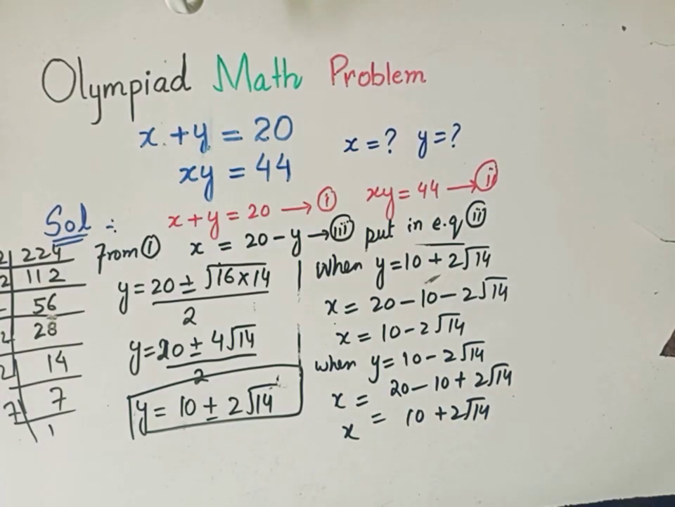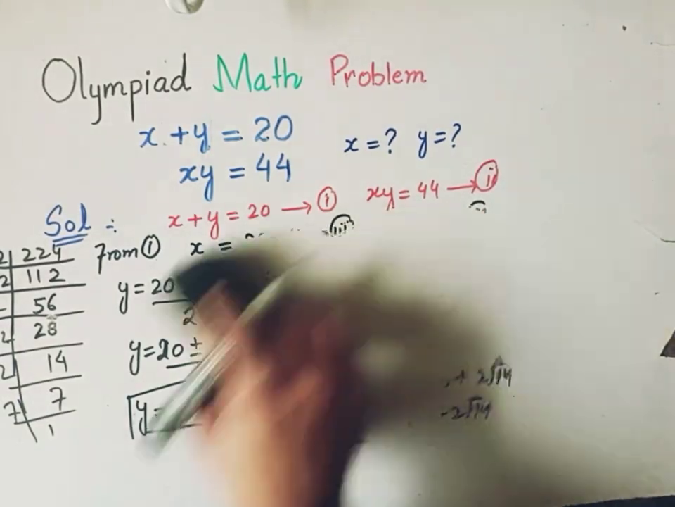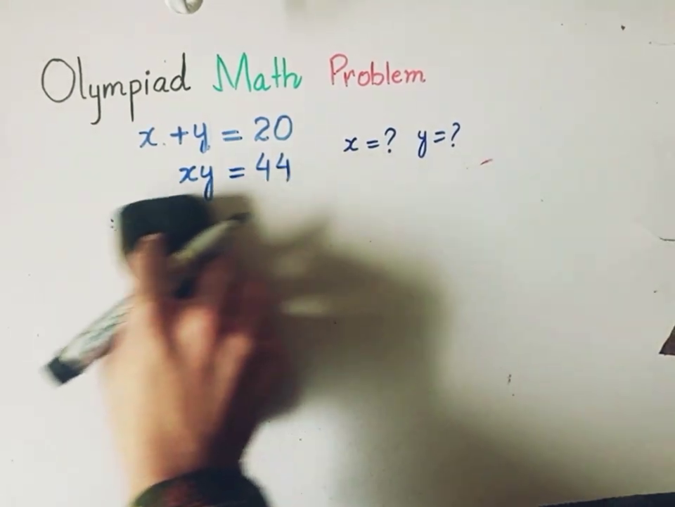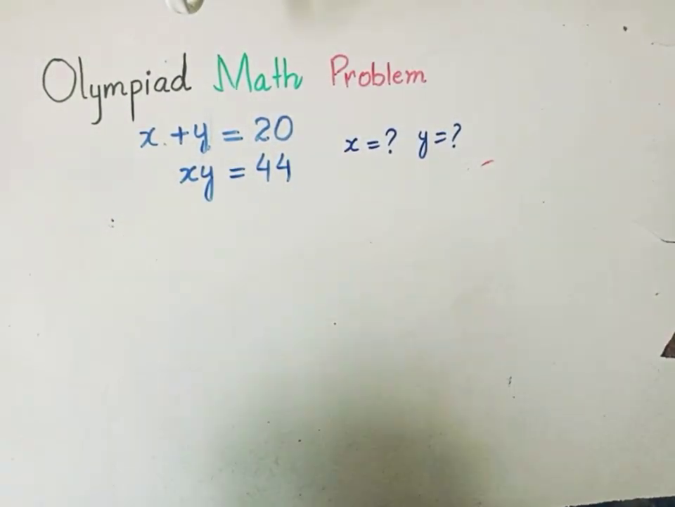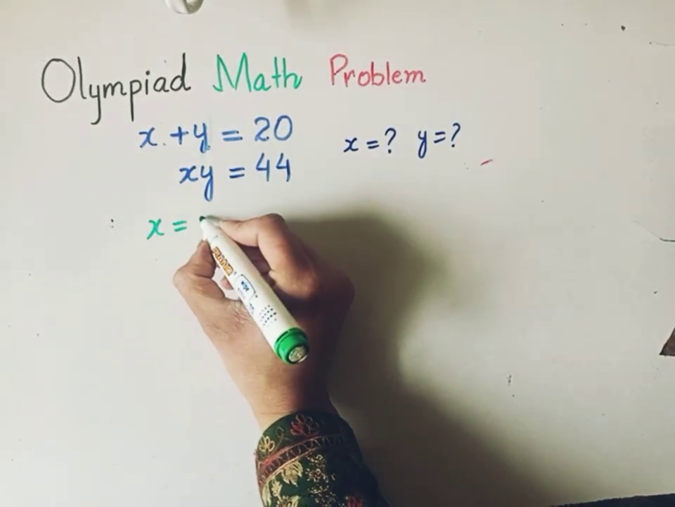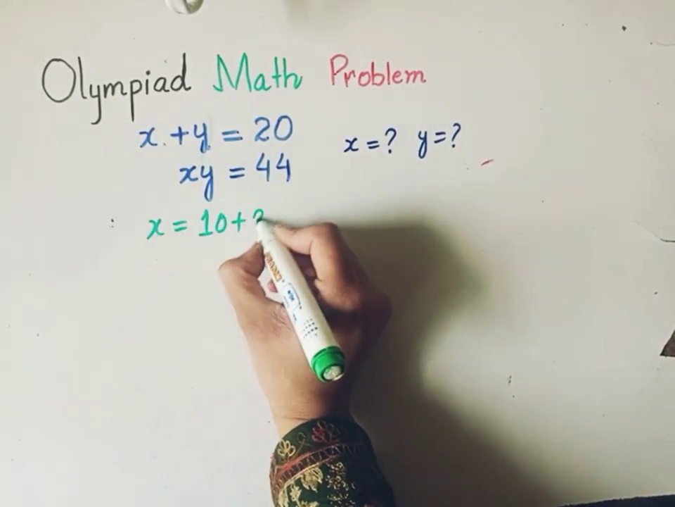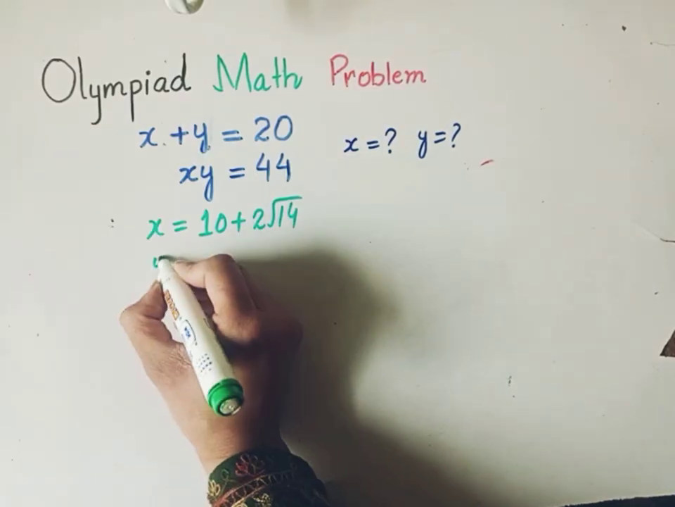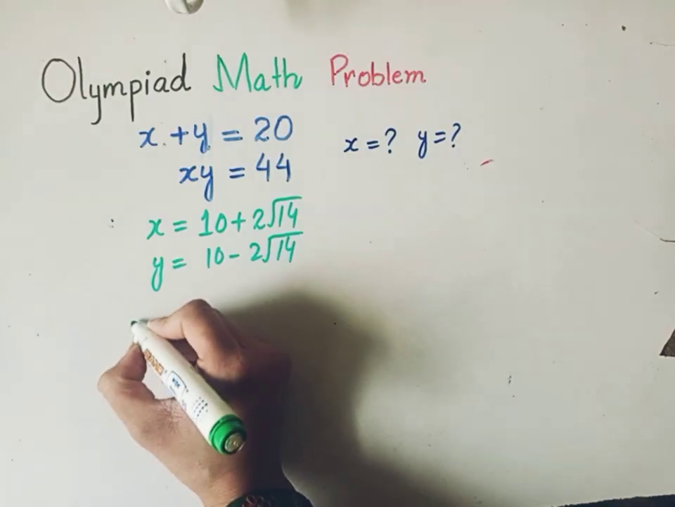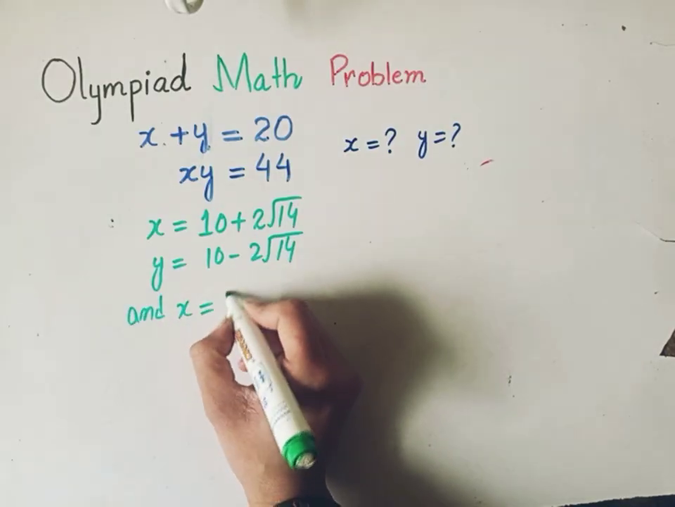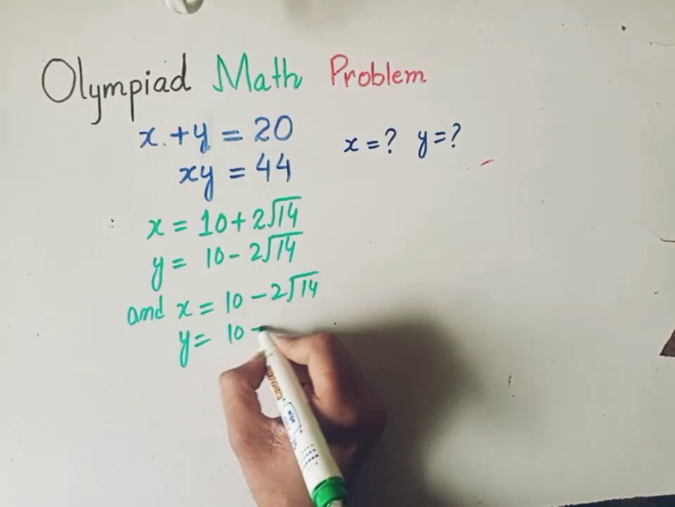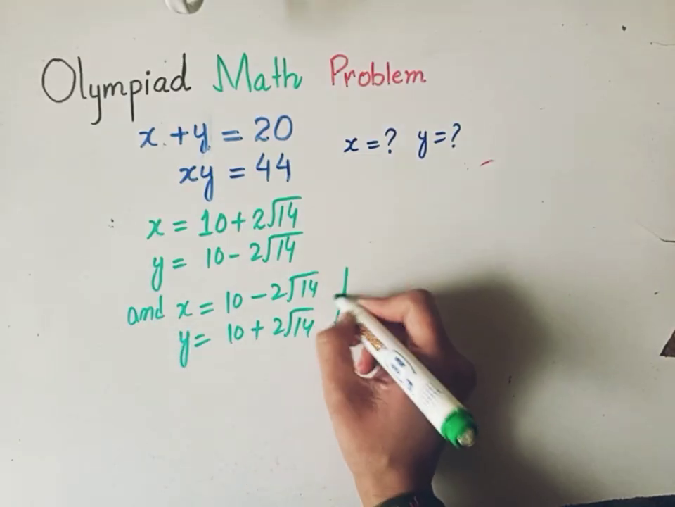So we will write the final solution here. We get x equals 10 plus 2 root 14 and y will equal 10 minus 2 root 14. And when x equals 10 minus 2 root 14, y will equal 10 plus 2 root 14. So this is the final answer.